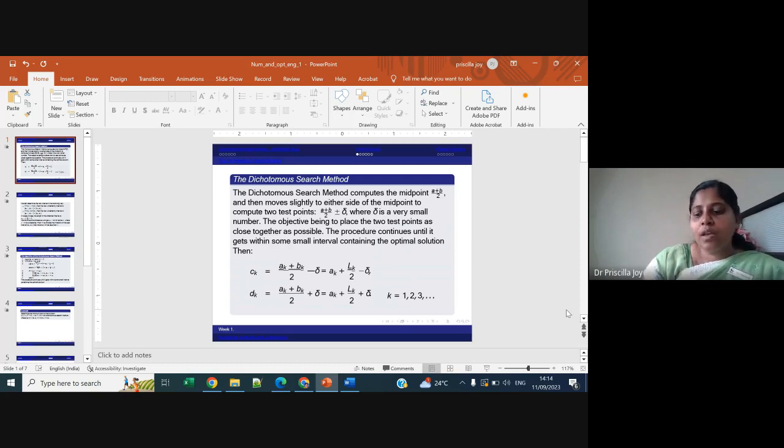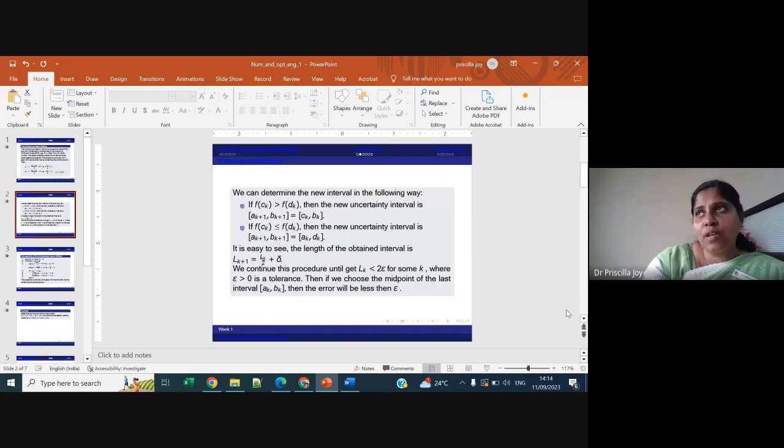That is the meaning. And here we'll be determining the new interval. First we'll be finding the value of ck as well as dk. After finding them, we'll be substituting them into the objective function, and from there we'll be getting f of ck as well as f of dk. After that, we need to check whether f of ck is greater than f of dk, or else less than or equal to f of dk.